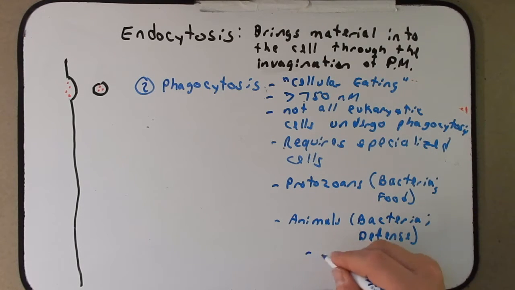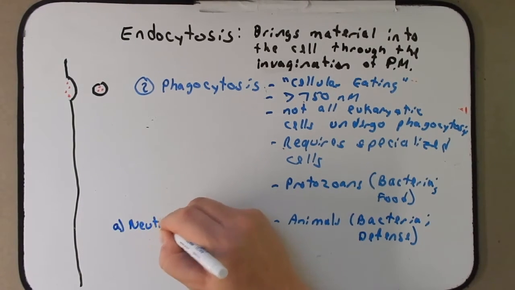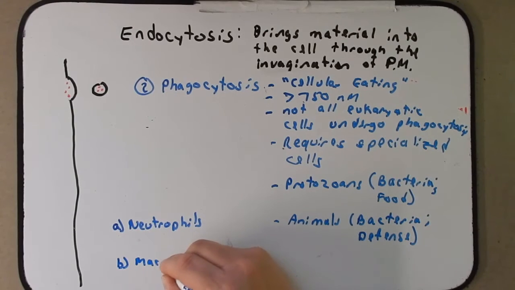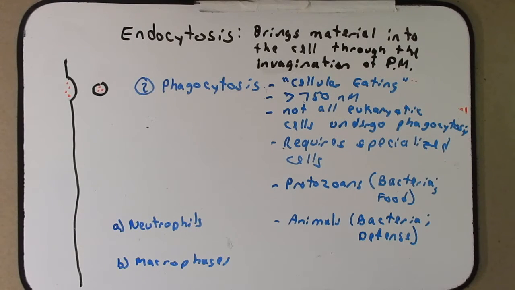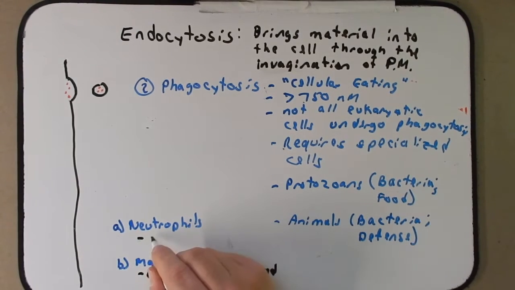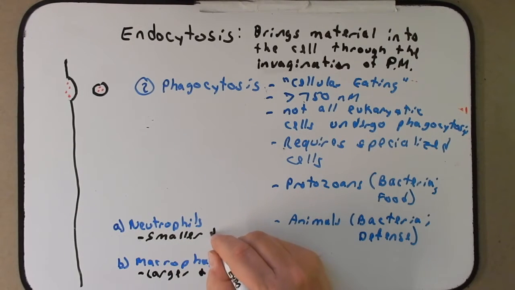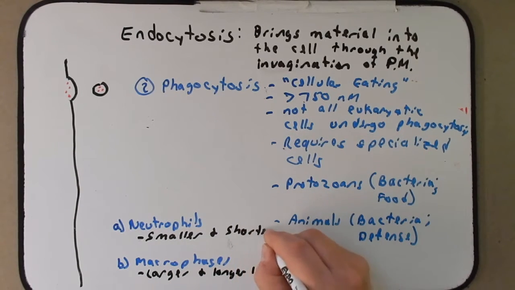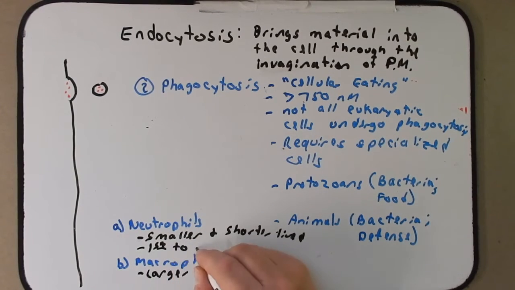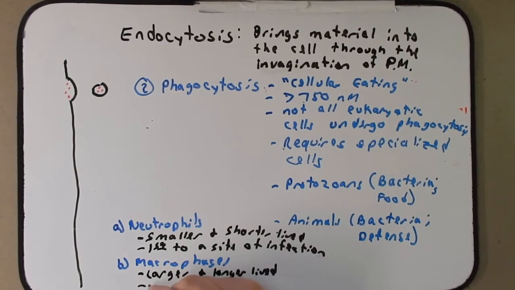In animals, there are two main kinds of phagocytic cells, and I'm going to draw them over here: neutrophils and macrophages. A few differences between neutrophils and macrophages. Macrophages are larger and longer lived, so neutrophils are smaller and shorter lived. Neutrophils are typically first to the site of infection, whereas macrophages are late to infection sites. They are both part of the immune system. They are both considered first responding cells to sites of infection.